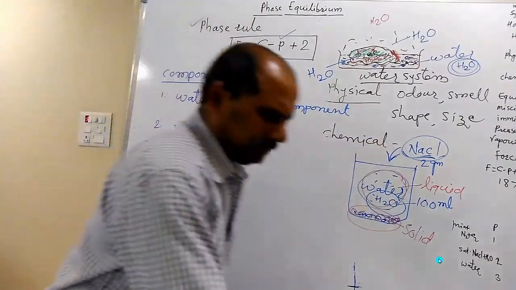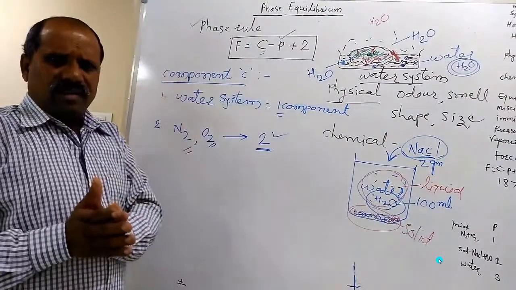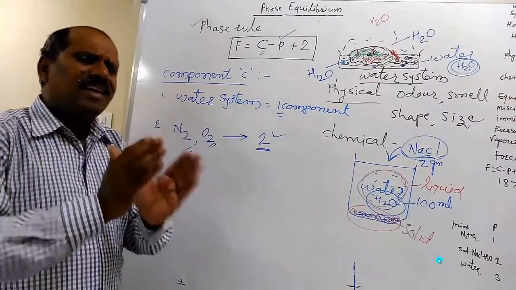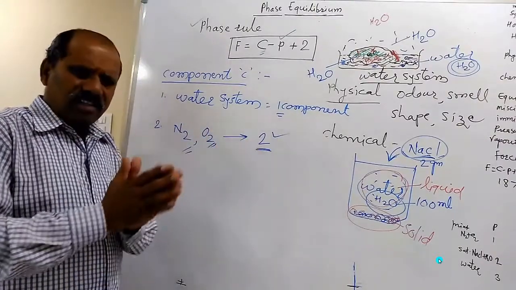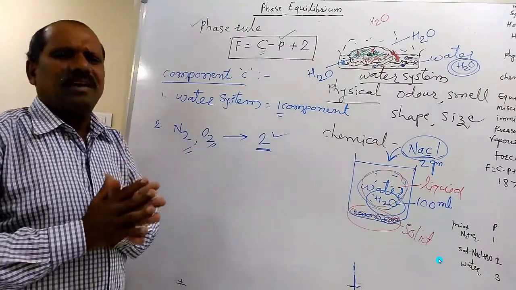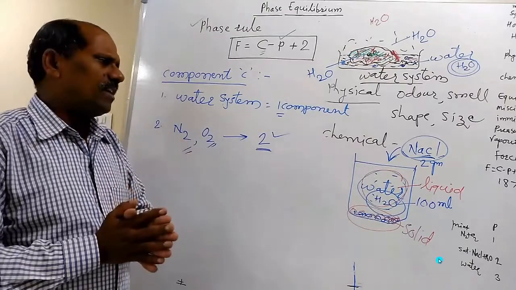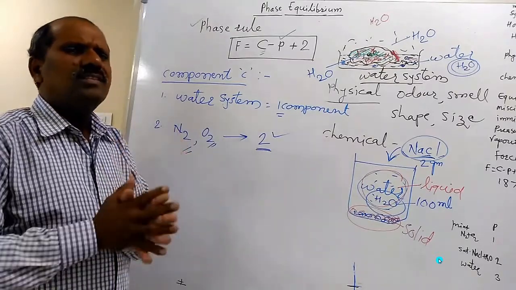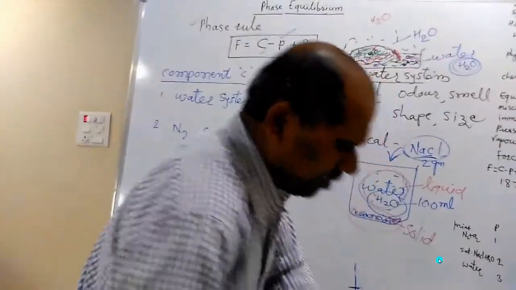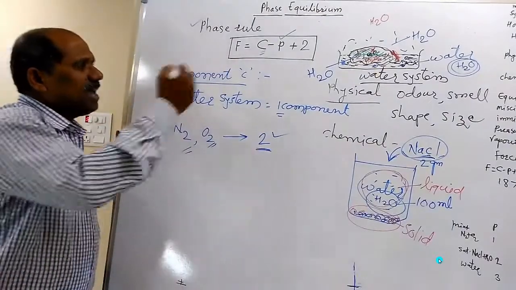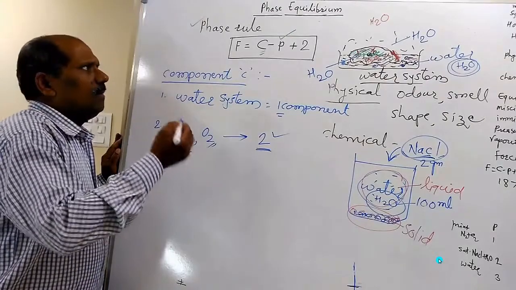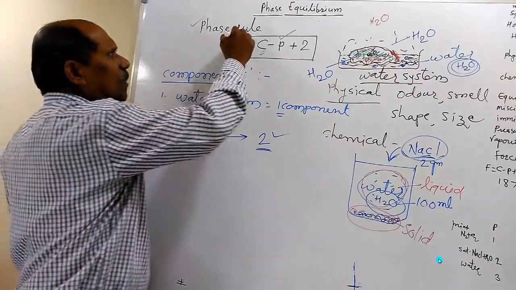Means component is the least number of chemical constituents or chemical entities with which all phases or the composition of all phases is explained with the help of chemical equation. That least number of chemical constituents or chemical entities are called the component. Then we have to see the next term which is involved in the phase rule, that is degree of freedom F.